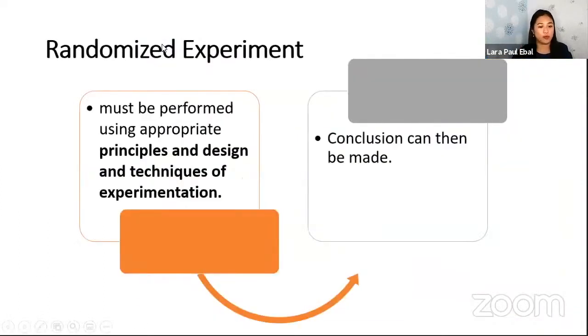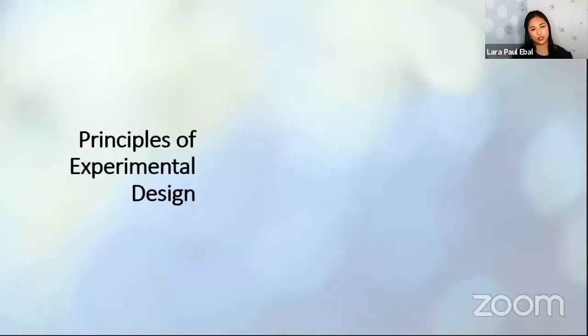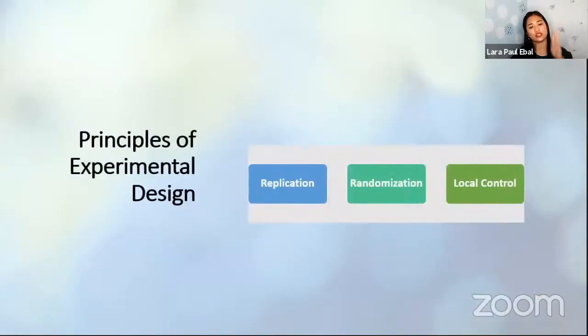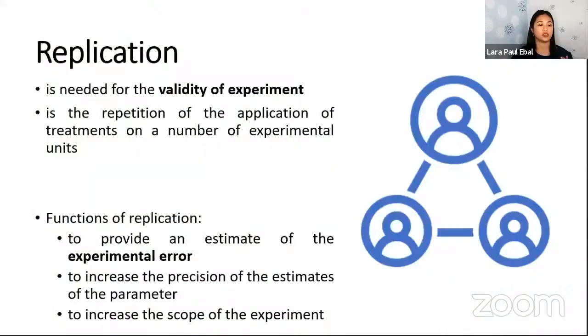Okay, so a randomized experiment must be performed using appropriate principles, design and techniques of experimentation. So we need to have these principles. We need to know these principles so that we are confident with our experiment, okay? And we need also to know those design structures so that we are confident with our experiment to come up with a valid conclusion. So what are those principles? Number one, replication. Number two, randomization. Number three, local control. So we start with this replication.